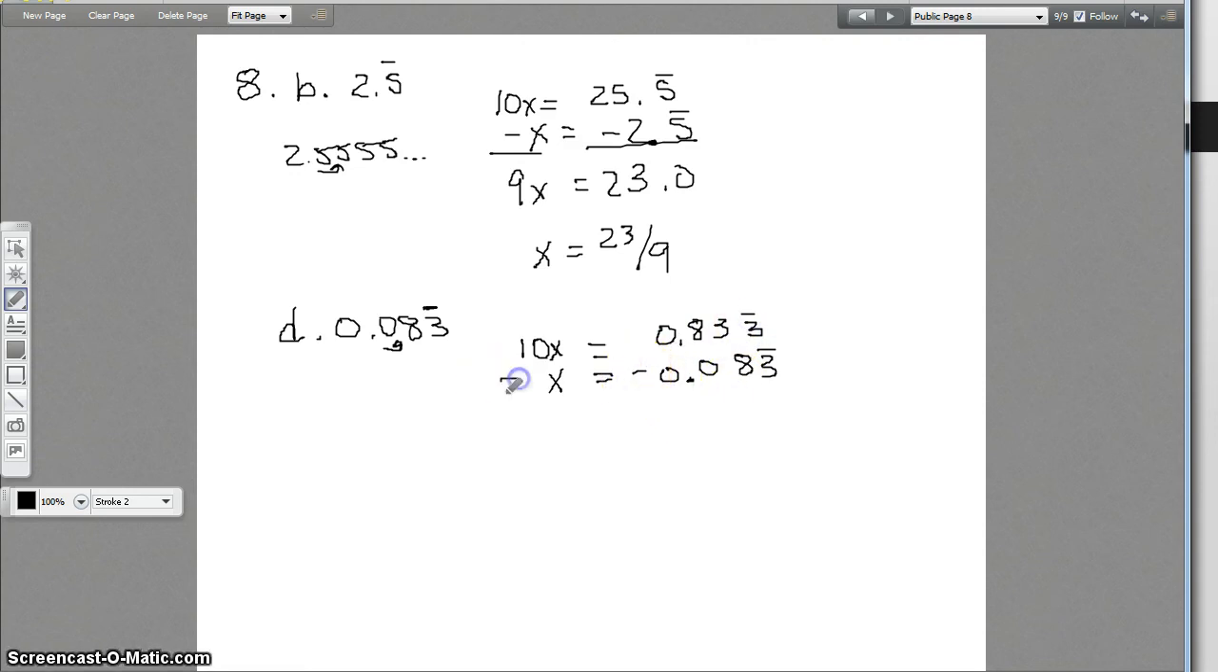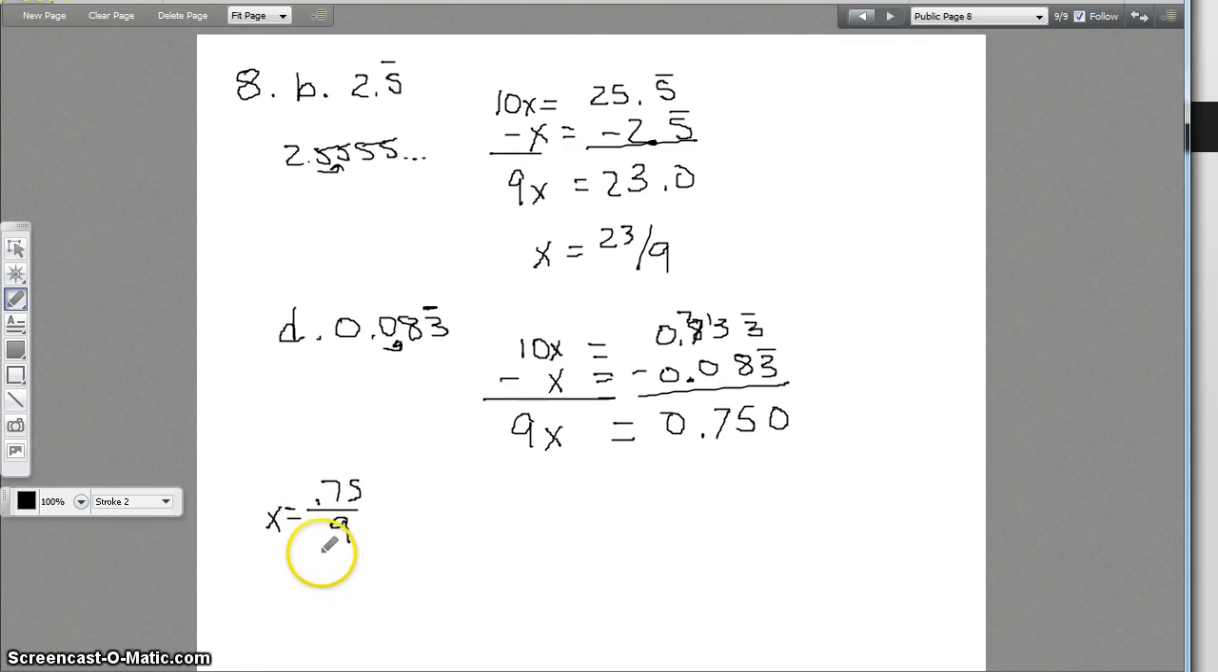And we're going to subtract. 10x minus x is 9x. 0.83 going on forever minus 0.083. 3 minus 3, that's 0. 3 minus 8, we can't do that. We need to borrow. 13 minus 8 is 5, and we have a 7. So what we end up with is 9x equals 0.75. Okay, so that would mean that our x is equal to 0.75 over 9.